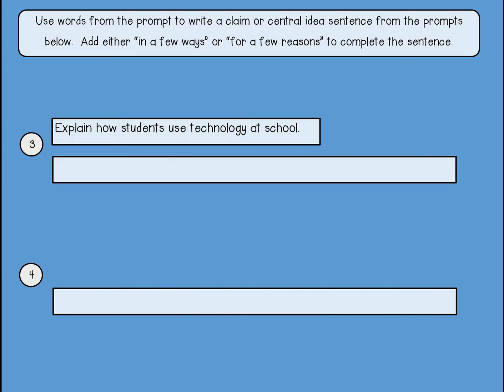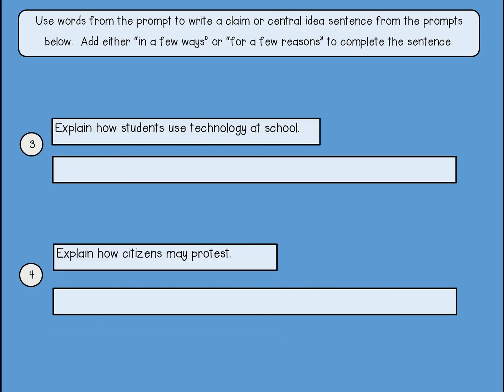Explain how students use technology at school. Again, what word do we look past? How. And we're going to start with students use technology at school in a few ways. Explain how citizens may protest. It looks like that's a repeat. Citizens may protest in a few ways. Actually, that's a little bit different because the first slide said why. This one says how.